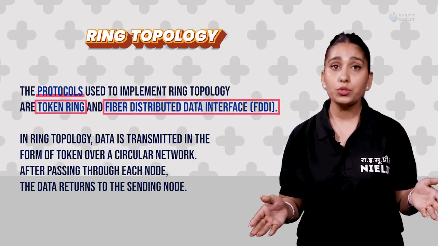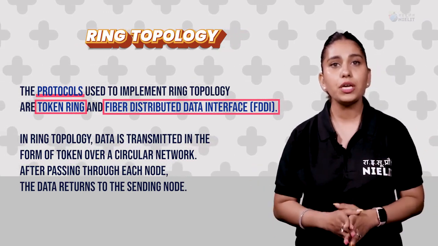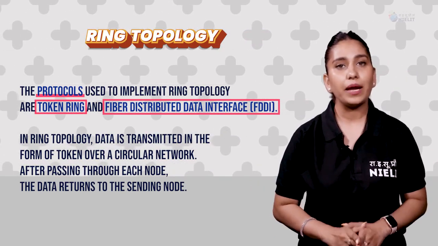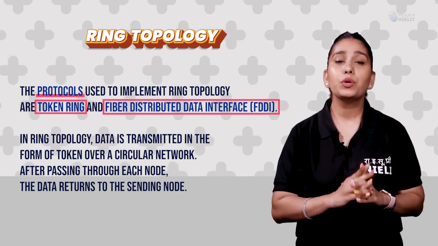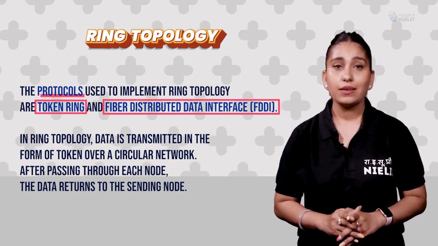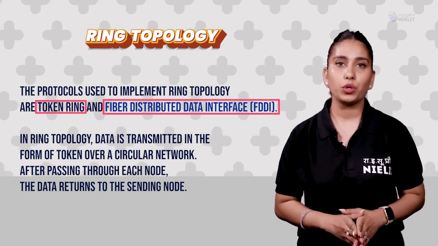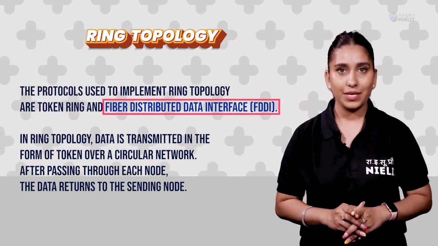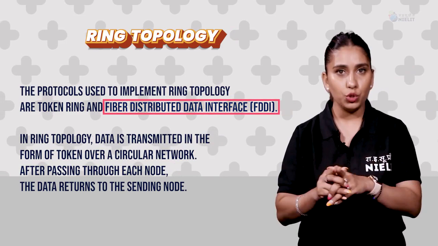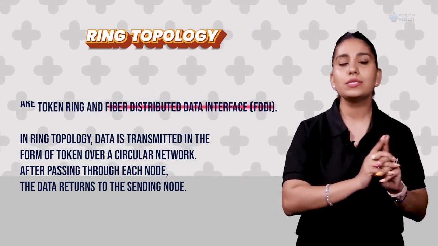The protocols used to implement this ring topology are token ring and fiber distributed data interface, which is FDDI. In ring topology, data is transmitted in the form of a token over a circular network. So after passing through each node, the data returns to the sending node.